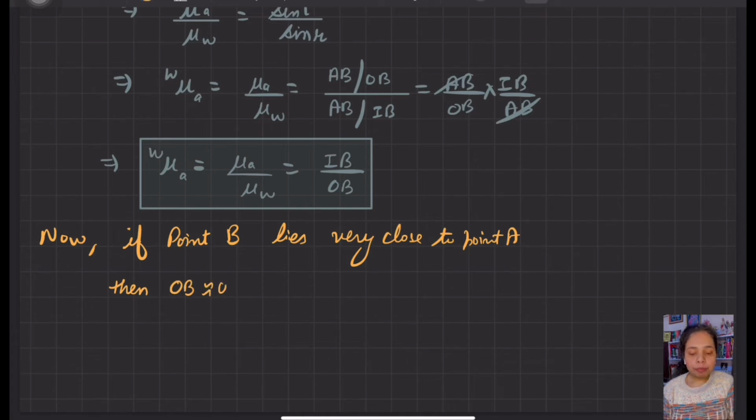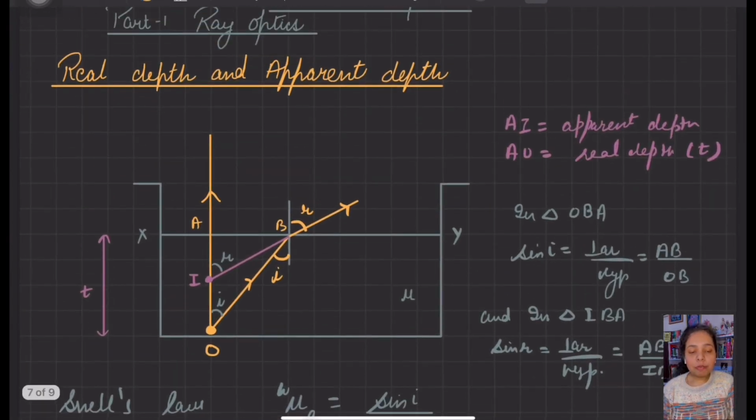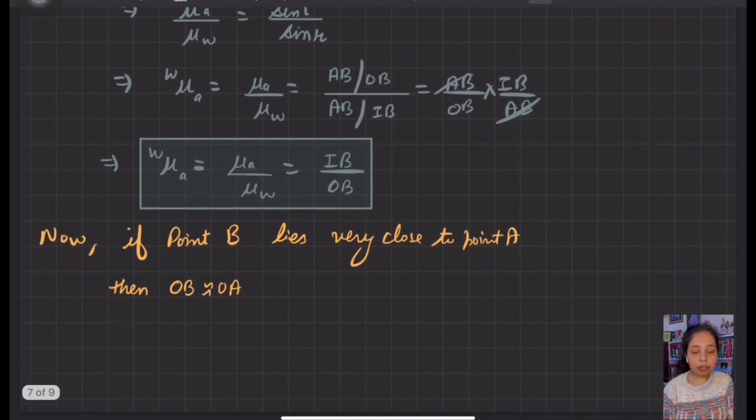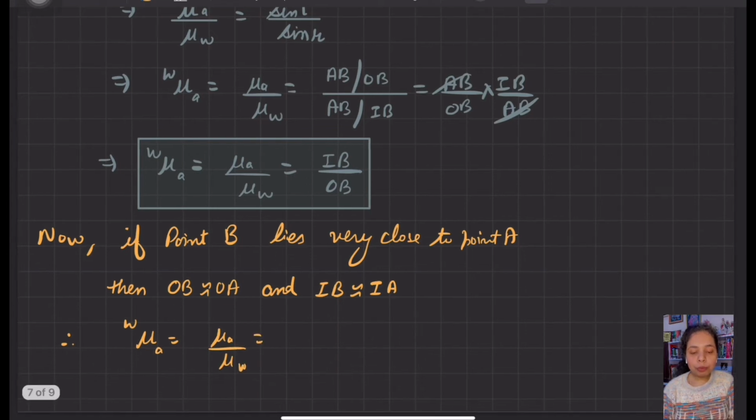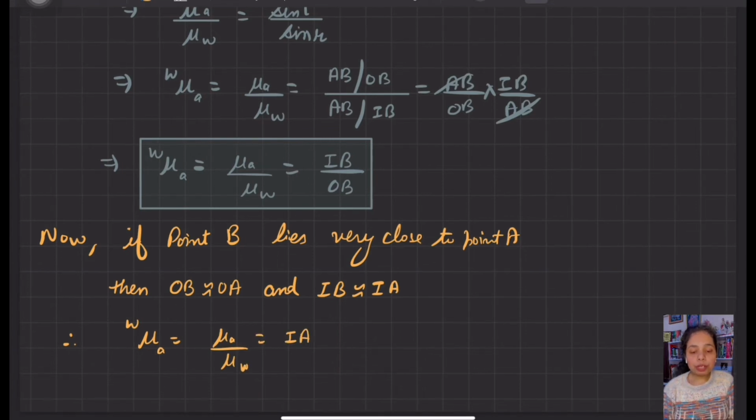And once again let's go back to the diagram and once again consider the point B lying very close to point A, and here IA and IB are of nearly same lengths. They are not exactly equal, but they are nearly equal, comparable. Therefore we can say that IB is nearly equal to IA. So the above equation could be changed and we can write mu water to air is equal to mu A upon mu W is equal to IA upon OA.